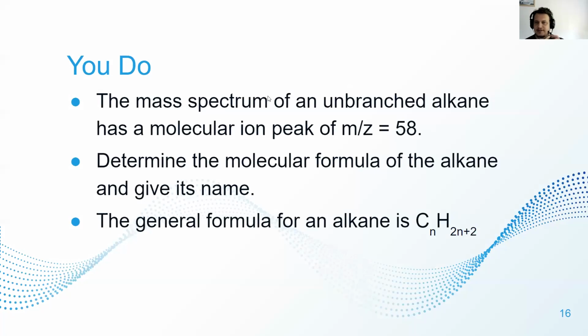All right, take 17 seconds to figure this out. This is what was taught this year. They didn't teach ethanoic acid this year, so fingers crossed this will be the kind of question we're going to get. So n is 4, C4H10. That will be butane. Very good.